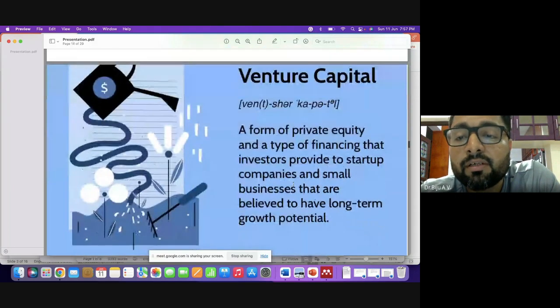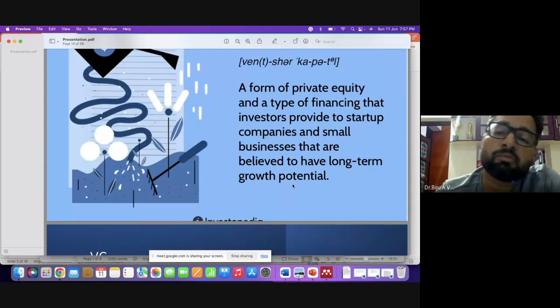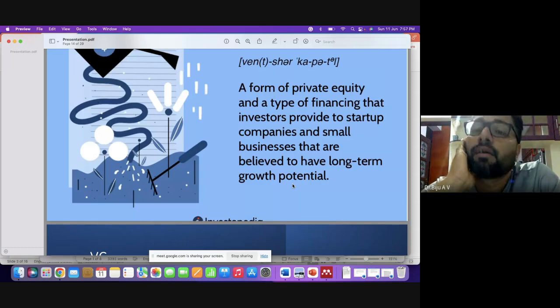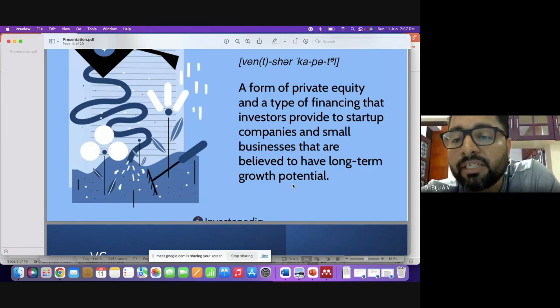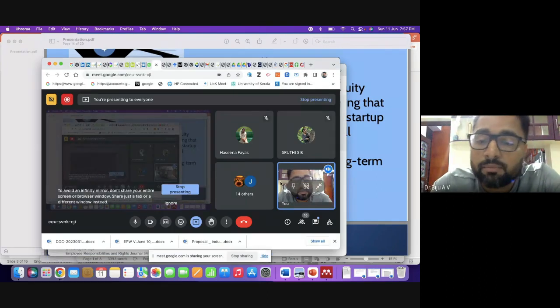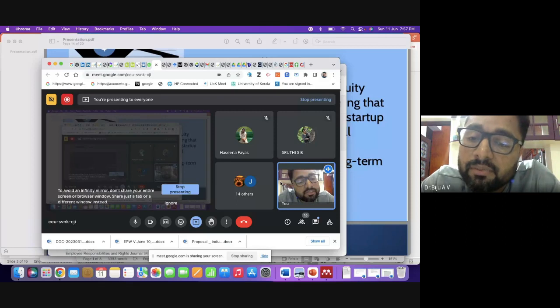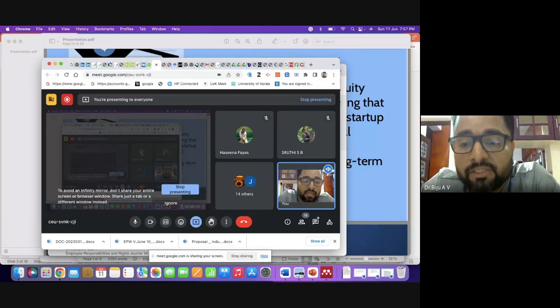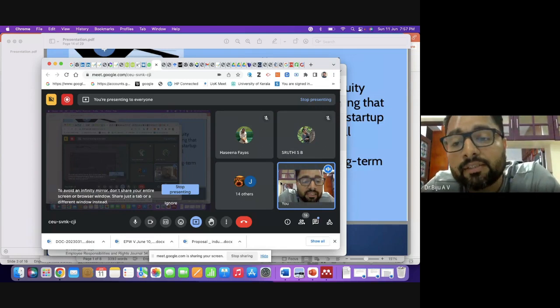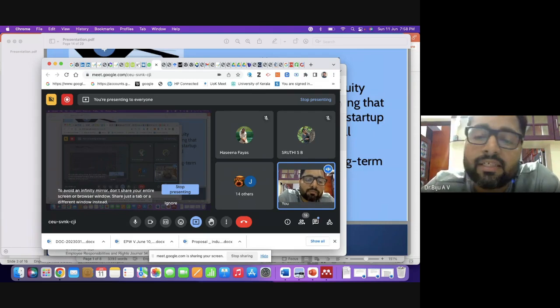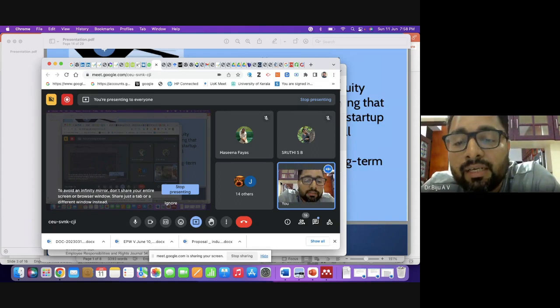Then we have venture capital. What is venture capital? It's a form of private equity and a type of financing that investors provide to startup companies and small businesses that are believed to have long-term growth potential, right? So the companies essentially want to start a business, but they don't have money. They can approach venture capital firms, and they will provide the finance. But after checking the feasibility of the proposal, different stages of interviews are conducted, and if the startup clears the interview based on the feasibility of the proposal, they are eligible to get funding from venture capital companies.